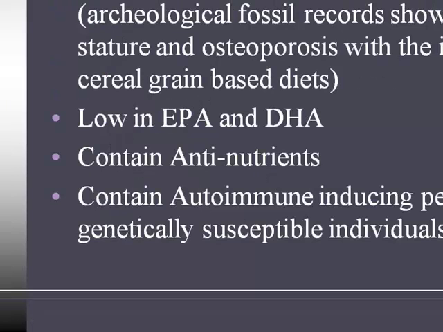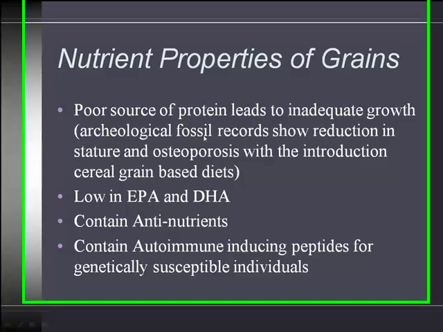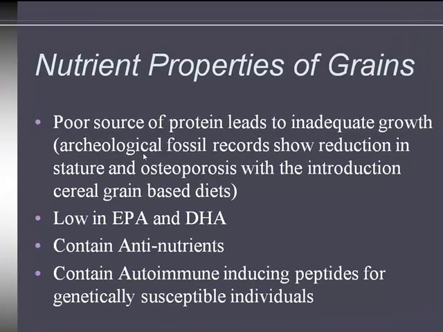But also we tend to want to add hydrogenated oils, which are also extremely unhealthy for us. Let's look at the nutrient properties of grains. Once again, not even talking about gluten. The nutrient quality of grains. The first one, it's a poor source of protein and leads to inadequate growth. And remember when we said before that archaeological and historical data supported this? Well, we've got fossil records that show reduction in both stature as well as osteoporosis where cereal grains are introduced into the diet.